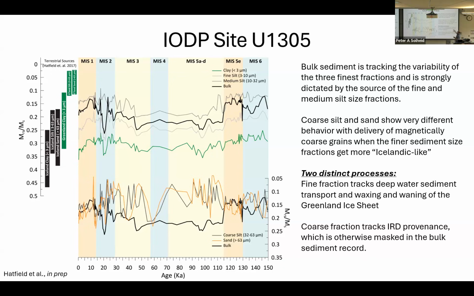The fine fraction is really sensitive to deep water sediment transport and the waxing and waning of the Greenland ice sheet. And this coarse fraction is really tracking IRD provenance. So within the same bulk record, we can figure out what's going on at the bottom of the ocean, but also what processes are controlling sediment delivery from the top of the ocean at the same time.